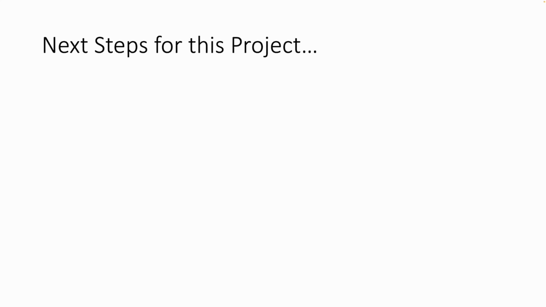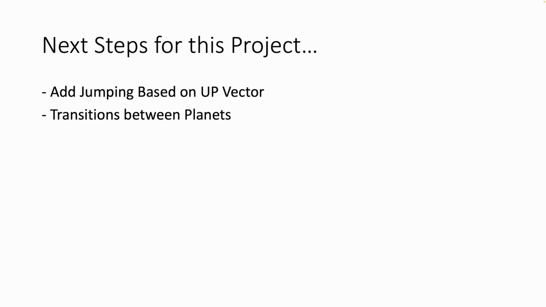So for the next steps of our project, which I'm going to add soon, or maybe in another video, is going to be adding jumping based on the up vector. This will probably be controlled by the space bar, and this will add a force upwards according to the player's up vector. I also want to make transitions between planets. The player will be able to move between planet and planet, and the gravity will reflect what the current planet is for the character. And lastly, I want to make a game out of it. I've only built the very structure of the game, but it would be cool to make something like that.